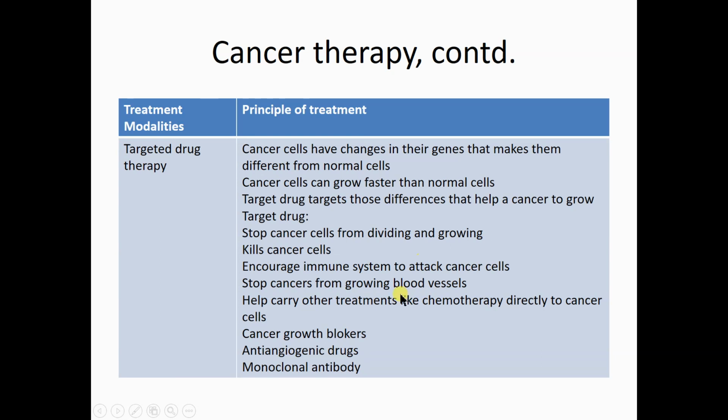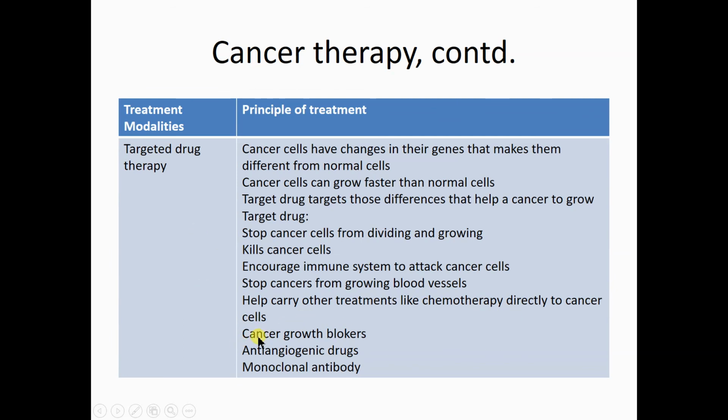They will also stop the cancer from growing new blood vessels. That is known as angiogenesis, the growing of new blood vessels. If we use drugs against this angiogenesis, that will stop the growth of blood vessels, so the cancer cells cannot gain nutrition. They can also help carry other treatments like chemotherapy directly to the cancer cells.